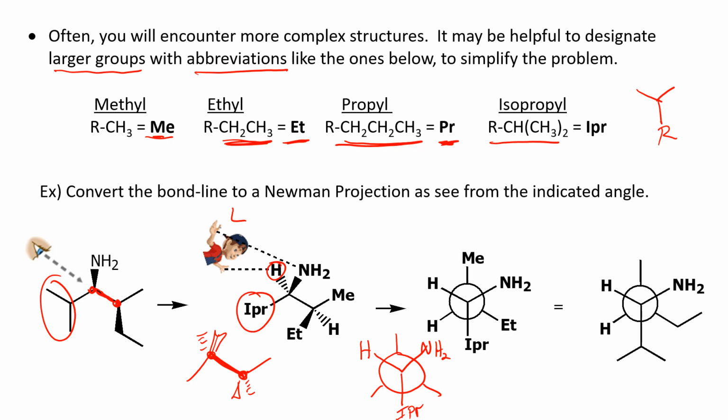Now for the back carbon. Again, if you're looking from the left, the dashes will be on the left. So that's going to be in the lower left, and that ethyl group will be on the right in the back. And what's sticking straight up is that methyl group. Now you can convert this back into a bond line structure, but that's not really necessary.